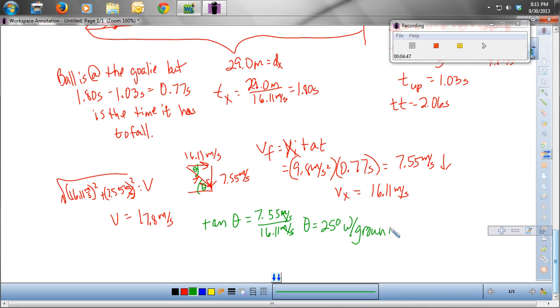The big trick was realizing that it was still falling, because it already had reached the goalie in 1.8 seconds, but it should have had a total air time of 2.06. So the time that it takes to get to the goalie minus the time that it rose for tells me it has to fall for another 0.77 seconds.